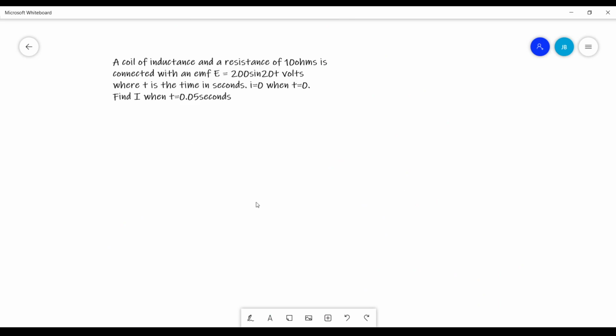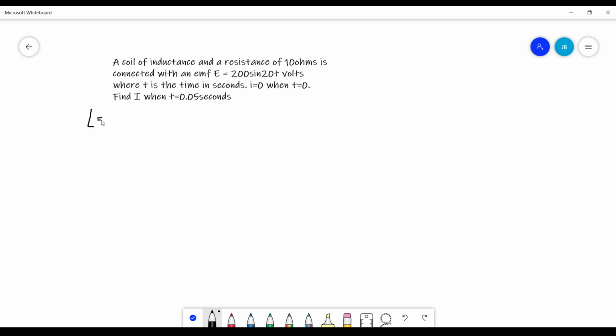Okay, let's go back. So welcome. A coil of inductance and a resistance of 10 ohms is connected with an EMF. E is equal to 200 sine 20t volts, where t is the time in seconds. I equals 0 when t is equal to 0. Find the current when t is equal to 0.05 seconds. So you have a sinusoidal voltage, so it's AC. Let's identify the given here.